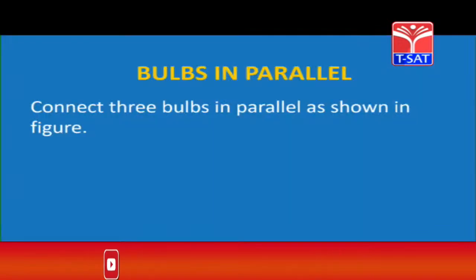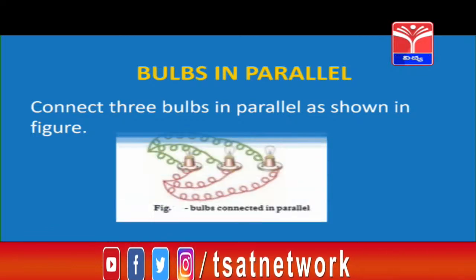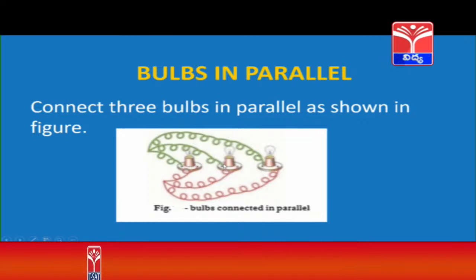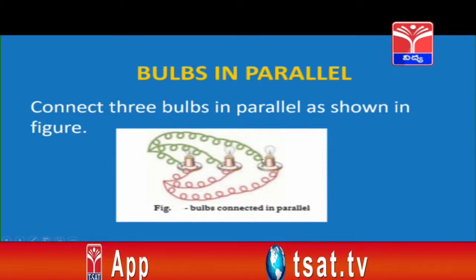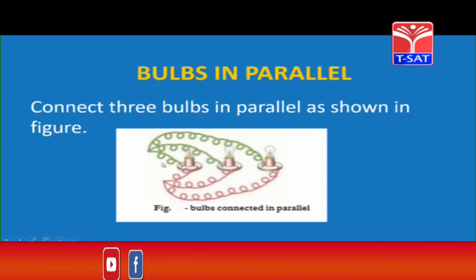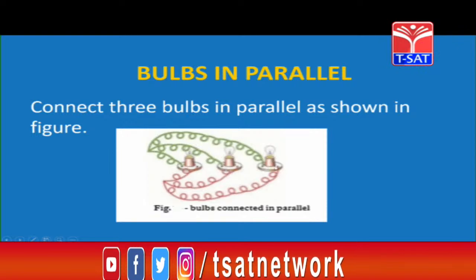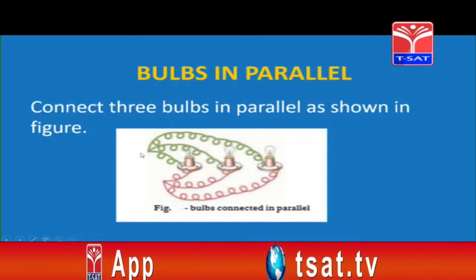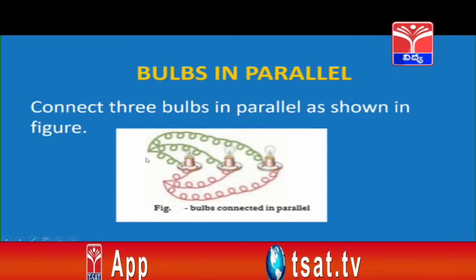Now, bulbs in parallel. Connect the 3 bulbs in parallel as shown in the figure. Let us see the connection. Here you see one end of the first bulb, one end of the second bulb and one end of the third bulb are connected at one point to a single wire. The other ends of the first, second and third bulbs are connected at a single point. Now, here we can connect the wire to the battery.